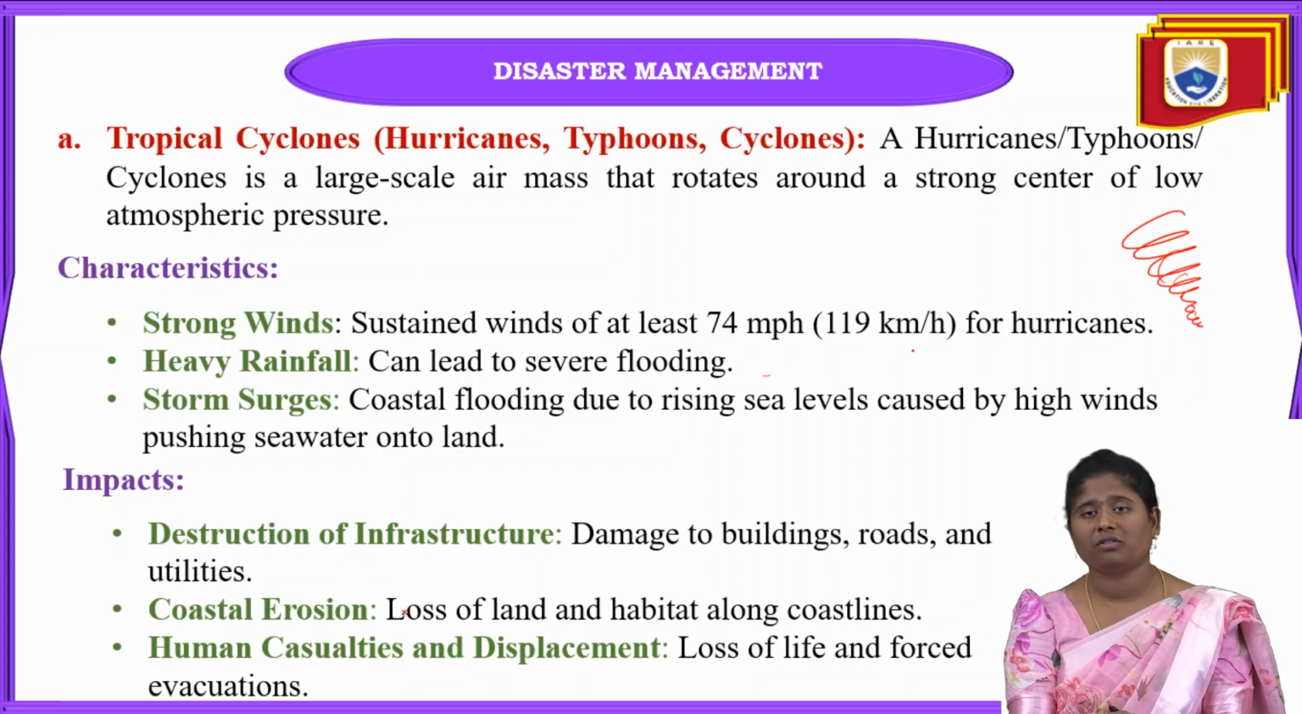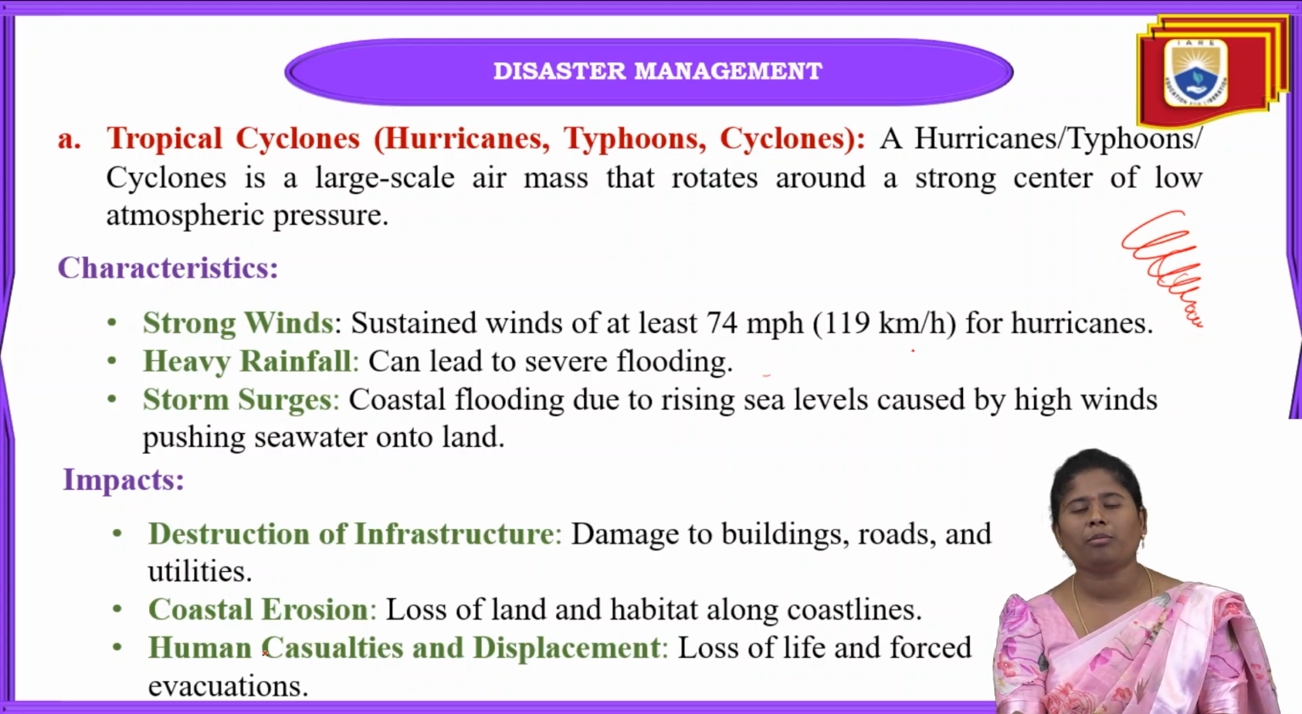There will be destruction of infrastructure. Why? Because of these cyclones, automatically there will be damage to buildings, roads, and also transportation. And the next one is coastal erosion. Erosion can happen due to these cyclones, and there will be loss of habitat and damage along the coastline.